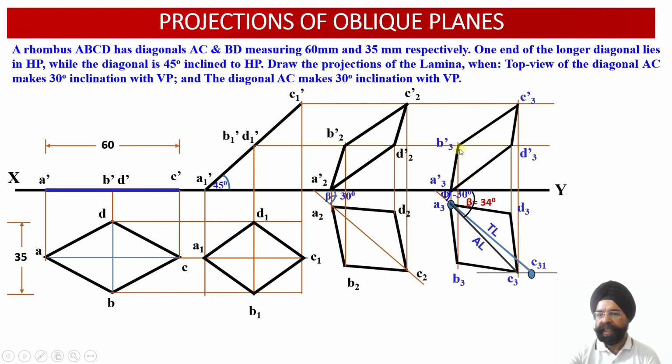So this is the front view of the lamina for the second case, and this is the top view of the lamina for the second case. The only difference between this case and the earlier case is that there beta is equal to 30 degrees, which was already given, whereas here angle phi was given and angle beta has been evaluated. So there are changes in the angle beta. That is why marginal changes in the orientation of the top view and the front view have been observed. This is the last lecture regarding projections of the oblique planes.